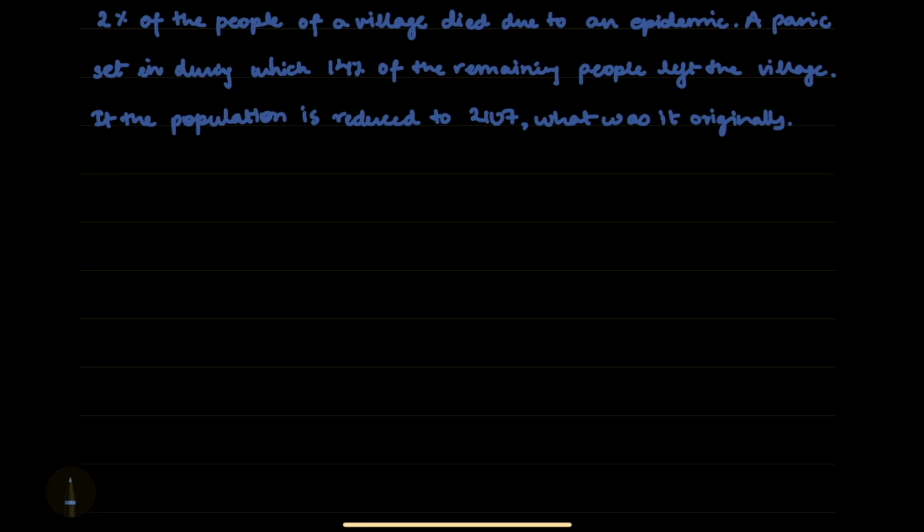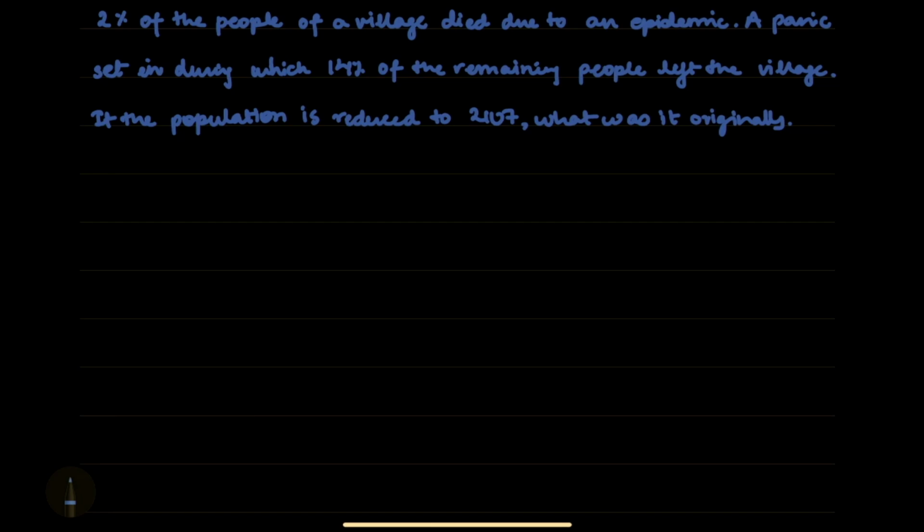Okay, so in this question we need to find the population of a village. What happens is there is an epidemic, and 2% of people die due to the epidemic. And then there's a panic because so many people died, and due to that, 14% of the remaining population left the village. At the end of all this, the reduced population is 2,107. So we need to find out what was the original number of people living in the village before the epidemic happened, before the panic happened.